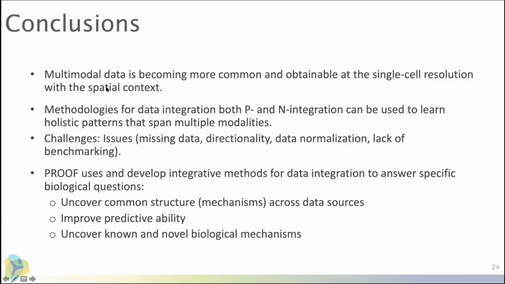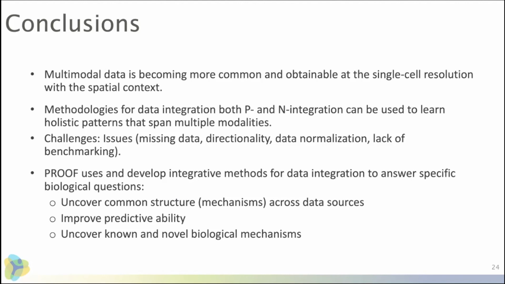So lastly, some conclusions. Hopefully I've convinced you that multimodal data is here to stay, and we're able to obtain it at single cell resolution as well as within the spatial context. We talked both about P integration, when you have the same variables measured on different sets of patients or samples, and about N integration, or multimodal data integration. The aim there was to learn holistic patterns that span across these different biological compartments in order to understand the complexity that arises in heterogeneous diseases. I talked a lot about challenges, and again, if anyone wants to discuss specific algorithms and approaches, code and so on, please feel free to reach out to me.